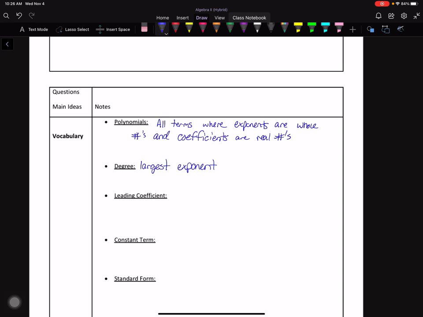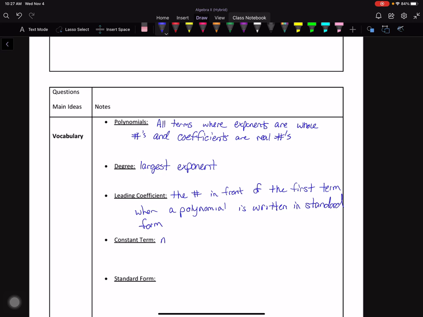So the leading coefficient is the number in front of the first term when a polynomial is written in standard form. The constant term is the number without a variable.